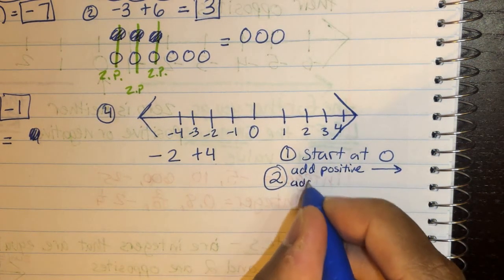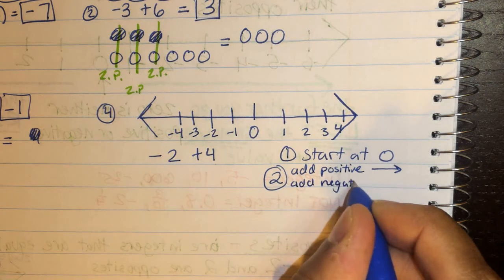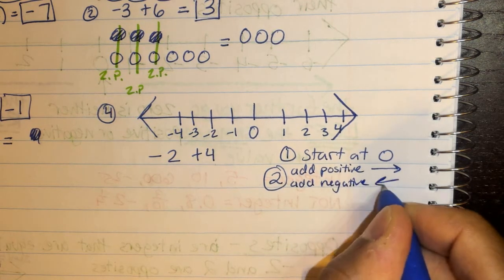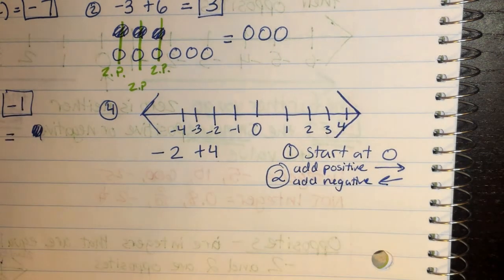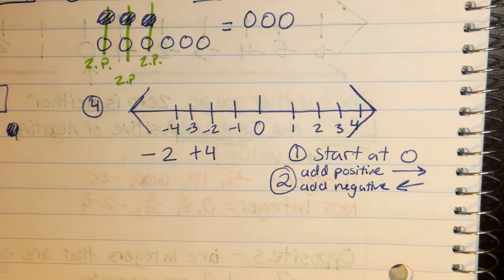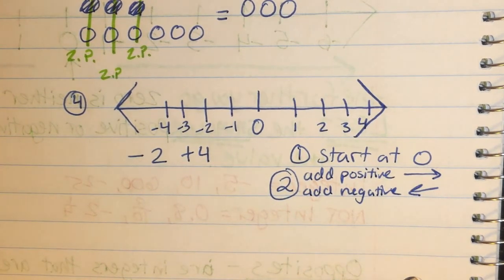If we add negative, we move to the left because we go towards our negative numbers. Now, if you want to write that out, you can. But again, I'm just trying to make it a little bit easier. If we add positive numbers, we move to the right side. When we add negative numbers, we move to the left side. And I'll tell you what that looks like in just a few seconds.